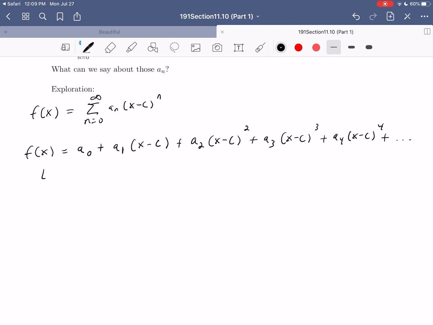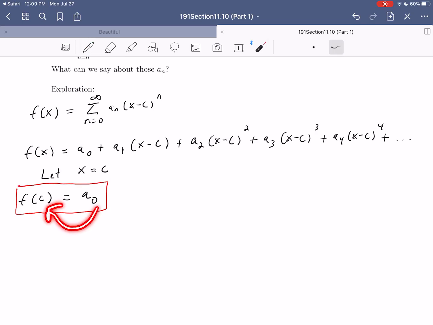So let's let x equal c, whatever the center value is. If we do x equals c, all of these other terms will zero out. Notice on the left-hand side, we'll get f at c, the function evaluated at the center, and that has to equal a sub 0. Let's box that for right now, because if we read it this way, it tells us that a sub 0 is equal to f of c.